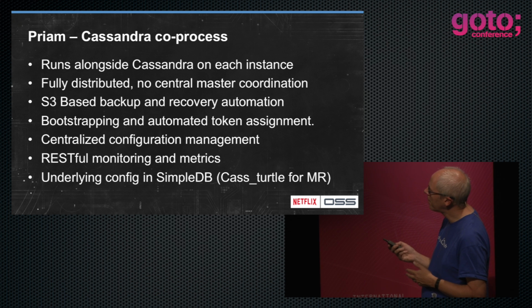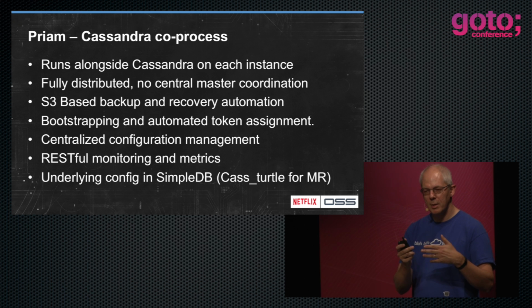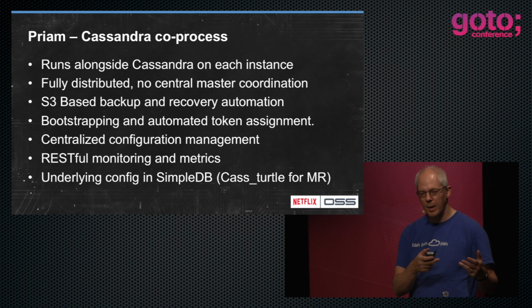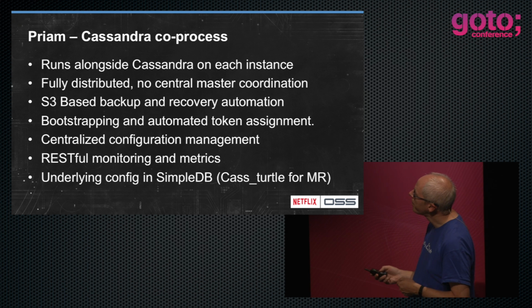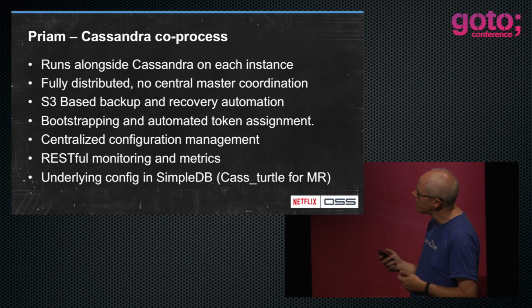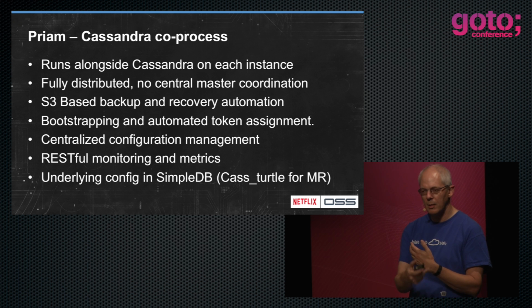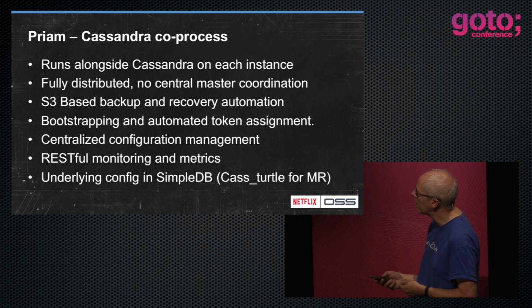S3 for backups and recovery. So you can tell Priam, I want to restore this Cassandra to a point in time, and it will go and pull in all of the S3 data, all the archive files from S3 up to that point in time and get you as close as it can. It gives you a REST interface to Priam that actually is hooked up to the underlying metrics within Cassandra, so it gives you a way to collect those that's a bit cleaner.